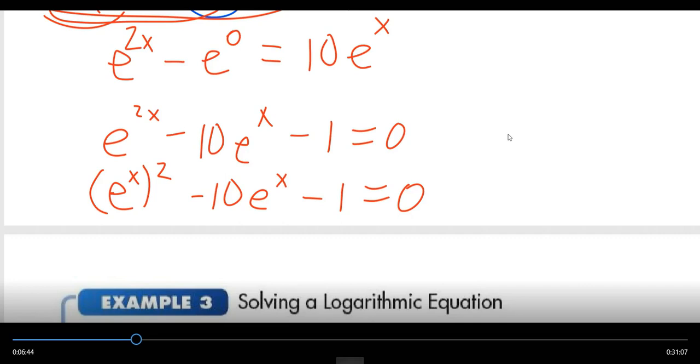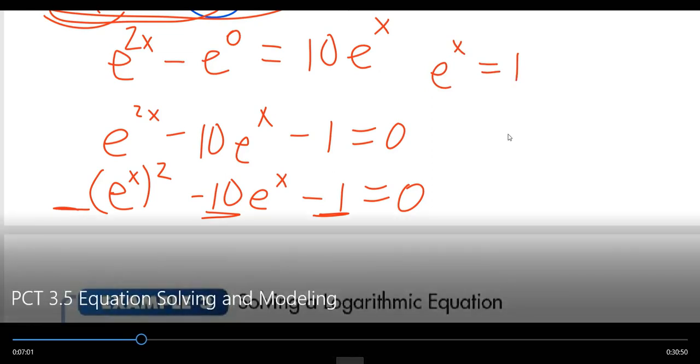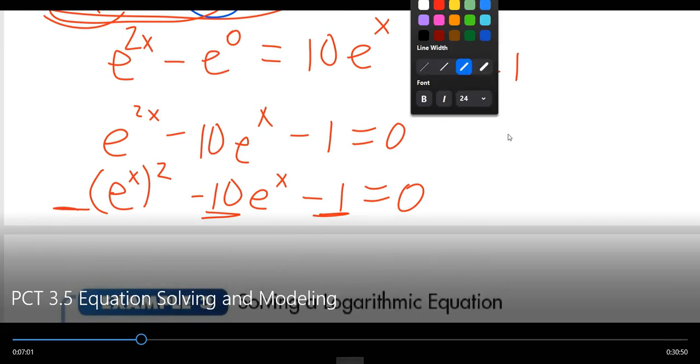Well, you know your coefficients, right? We got a 1, and we got a negative 10, and we've got a negative 1. The difference here is, instead of being x on the left side, it's e to the x. Okay, that's a big difference right there. I'm going to pause it for a second. You have to understand that, okay?